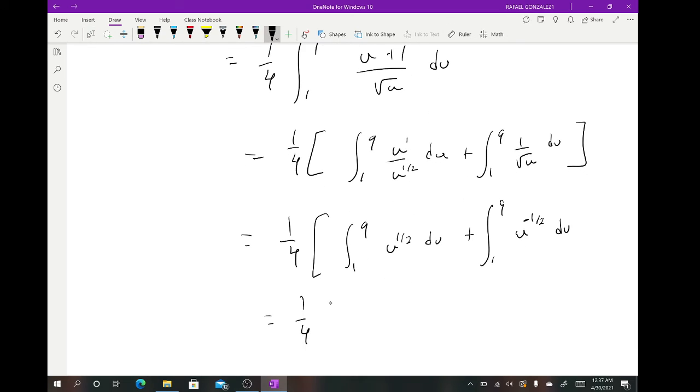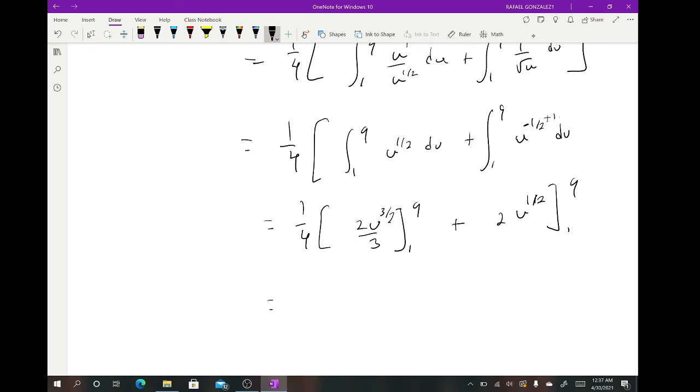This is equal to 1/4. This antiderivative now is going to be u to the 3/2, so 2 over 3, from 1 to 9. Yep. Plus this integral is going to be, when you add 1 here, it's going to be 1/2 divided by 1/2, so it's going to be 2u to the 1/2 from 1 to 9. So just make sure that's right. So 1 minus 1/2 is 1/2. So 1/2, yeah. So that's correct.